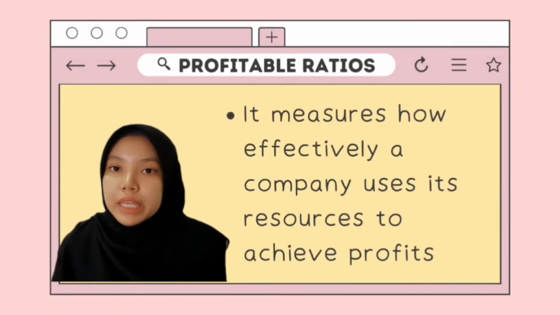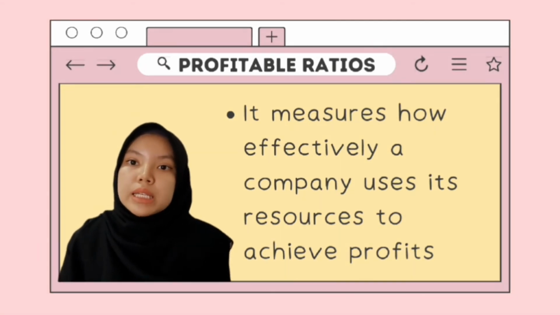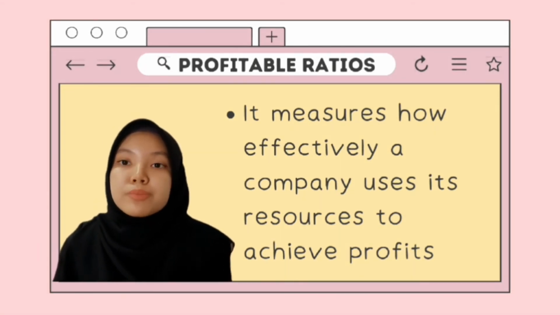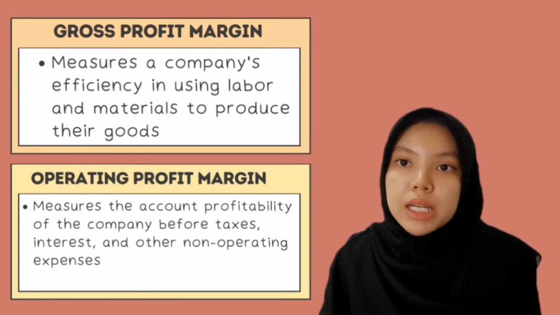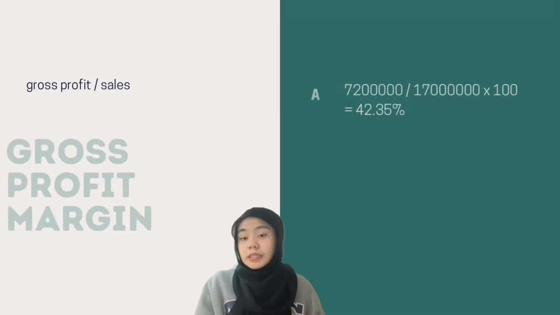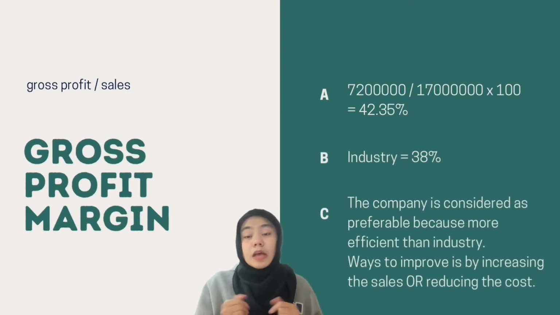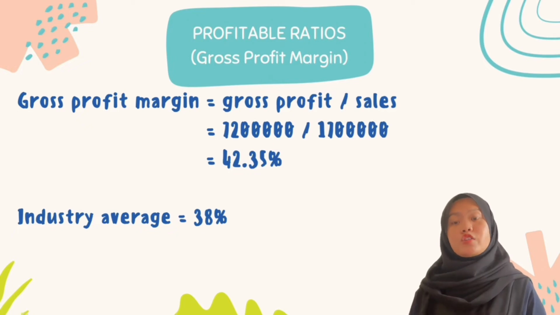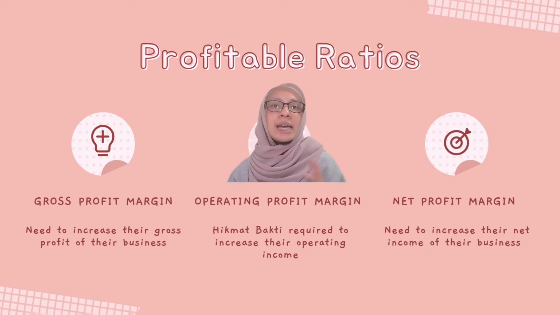Profitability ratios measure how effectively a company uses its resources to achieve profits. Gross profit margin measures a company's efficiency in using labor and materials to produce their goods. It is gross profit divided by sales, and the answer is 42.35. Hikmah Bati Berhad gross profit margin is 42.35%, meanwhile industry average is 38%. This shows that Hikmah Bati Berhad current ratio is higher than industry, which is good and preferable. To make it better, it needs to increase the gross profit of their business.